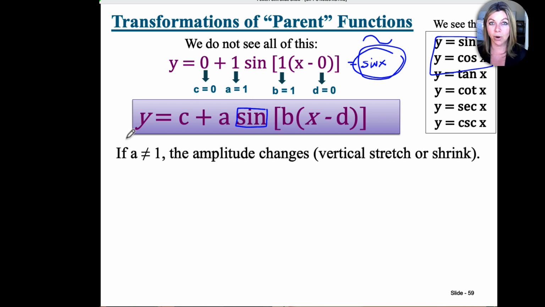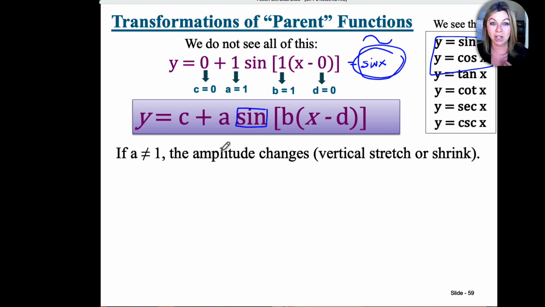Okay, if our lowercase a is not equal to 1, that is going to change the amplitude. That means that our parent function is going to have a vertical stretch or shrink. If you've ever listened to music on certain machines that show the amplitude, it's oftentimes like dots that go up or go down. When the amplitude increases, they go higher and correspondingly lower. When the amp is turned down, those dots don't jump up as high for each period. That's the amplitude.